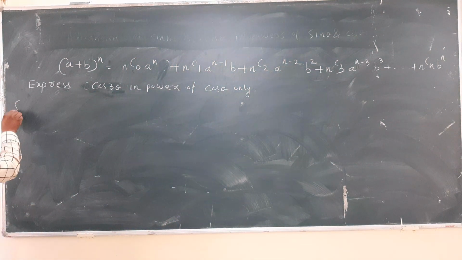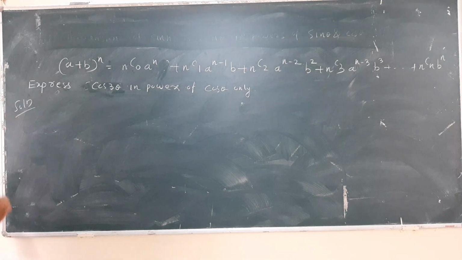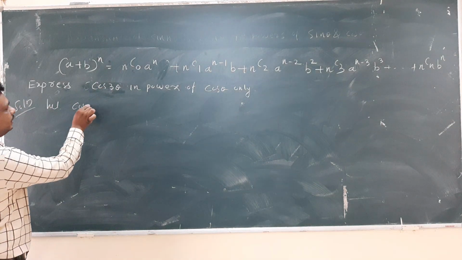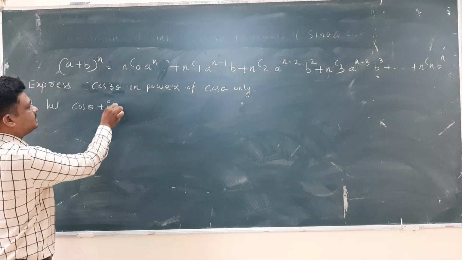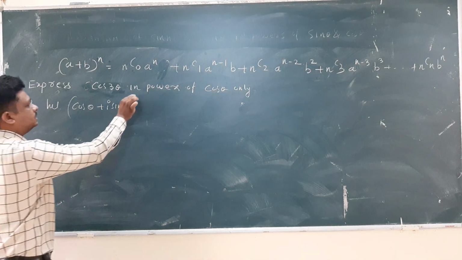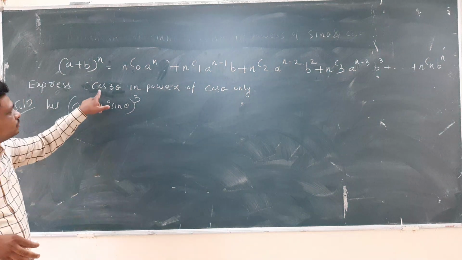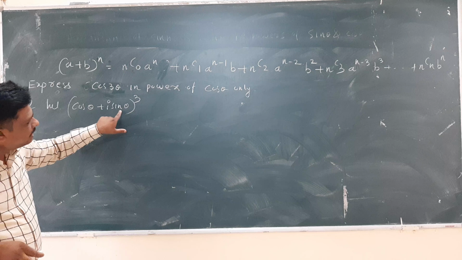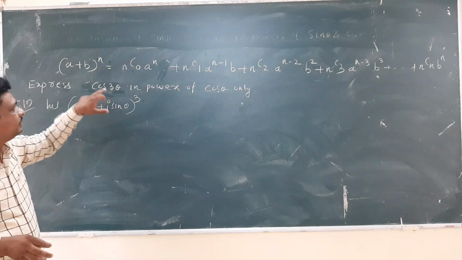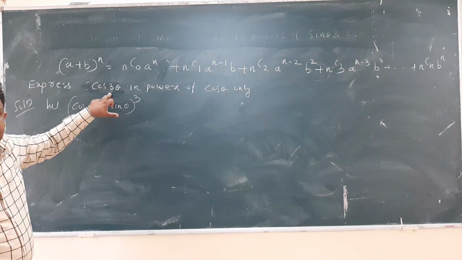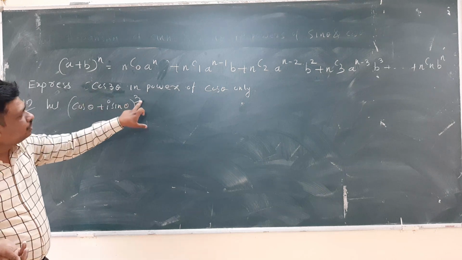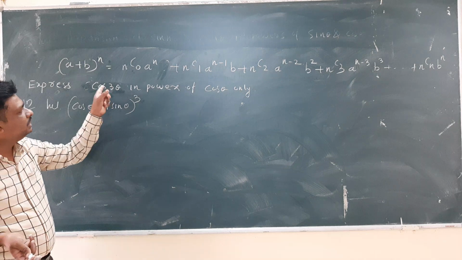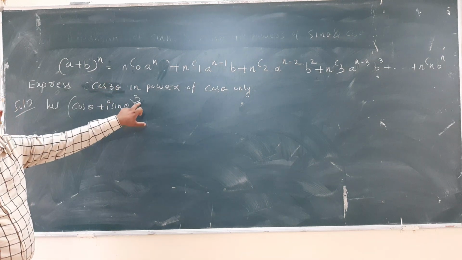So first, let (cos theta + i sin theta) raised to 3. If the expansion involves cos 4 theta, then at the beginning you have to take (cos theta + i sin theta) raised to 4. If the expansion involves cos 5 theta or sin 5 theta, again you have to take power as 5. Like this, here the expansion involves 3 theta, so here I have taken power 3.